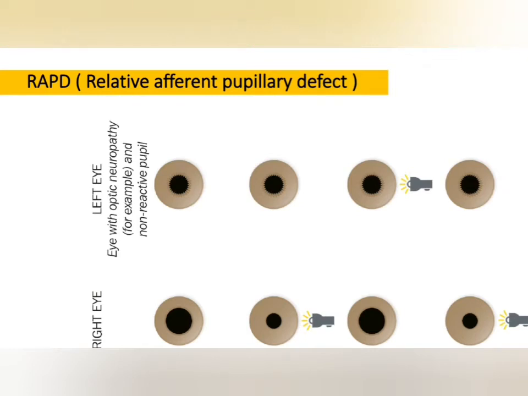Today's topic for discussion is RAPD, known as relative afferent pupillary defect. From this video you will get to know how to test this RAPD, and you are also going to learn about the pupillary pathway and the different types of RAPD grading that are done in our day-to-day OPD practice. Okay, so let's start.